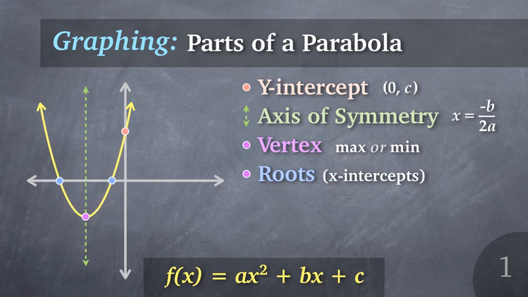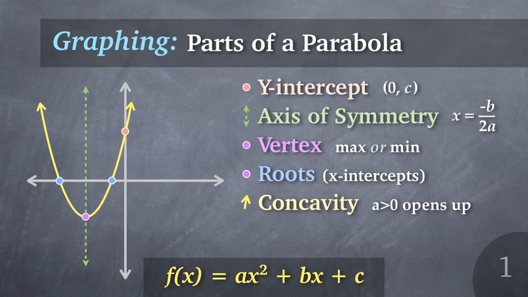Once we have it graphed, sometimes we can identify the roots. That's where our parabola crosses the x-axis, so they are x-intercepts. We can then analyze the concavity. Like we talked about with maximum or minimum, if the parabola opens up, its concavity is opening up. If it opens down, then that's the concavity opening down.